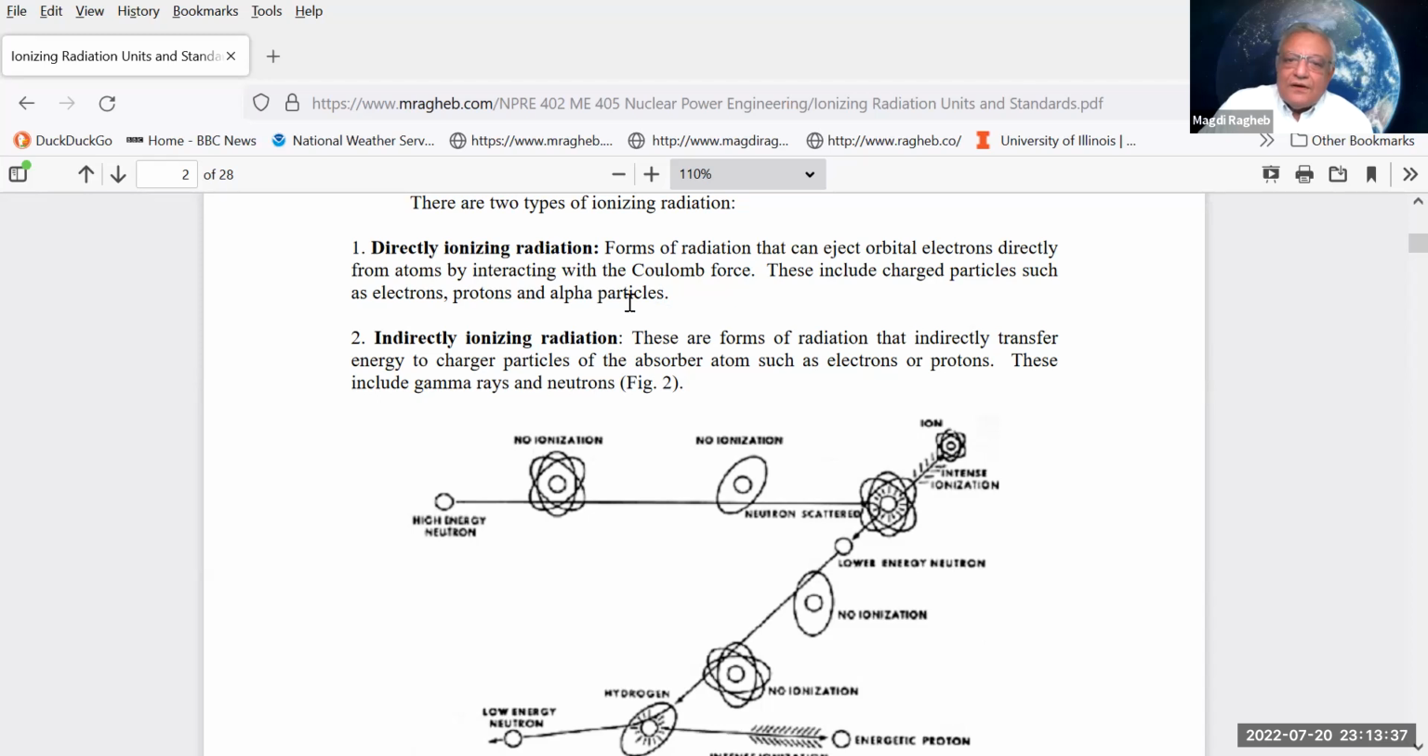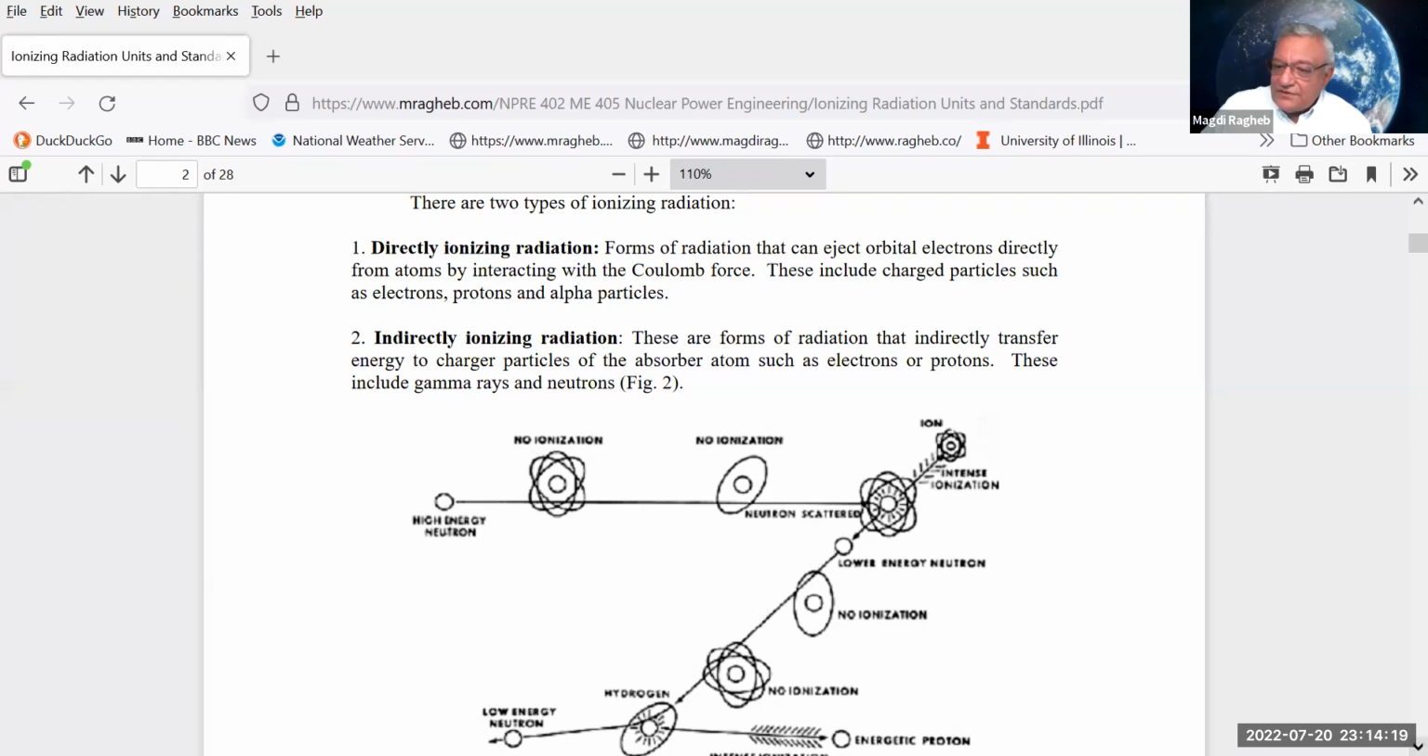Indirectly ionizing radiation, these are forms of radiation that indirectly transfer energy to charged particles of the absorber atom, such as the electrons or protons. And in that case, these include neutrons. Notice that neutrons are neutral, so they do not interact with the Coulomb field around the nucleus, as well as gamma rays. They're also neutral, but they can eject the electrons. So this is indirect ionization, whereas charged particles in general, electrons, are directly ionizing.